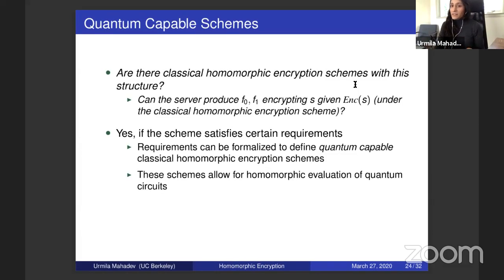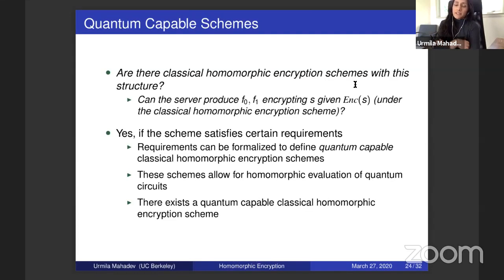And the final thing that I'll tell you after I'm done with all of this is that there does exist a quantum capable classical homomorphic encryption scheme, and this scheme can be constructed by combining existing schemes in the literature.